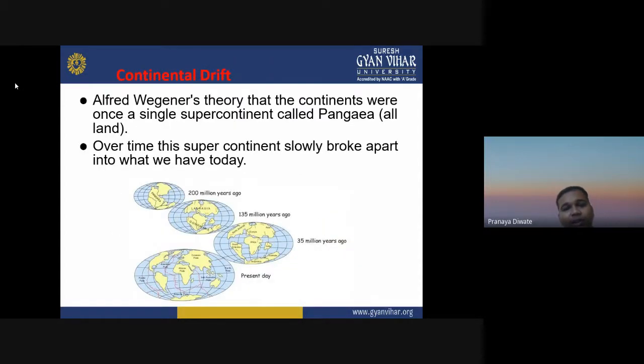Then what exactly is the meaning of continental drift? Alfred Wegener's theory is that the continents were once a single supercontinent called Pangea. That is, all land was part of this one. Over time, this supercontinent slowly broke apart into what we have today.